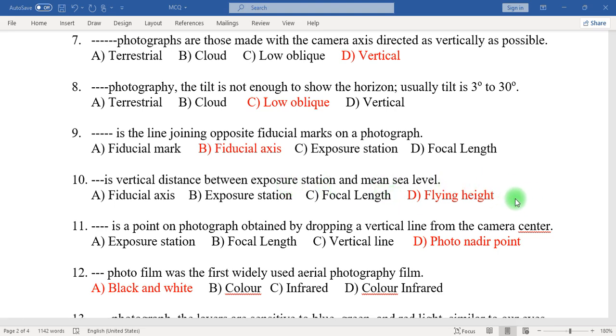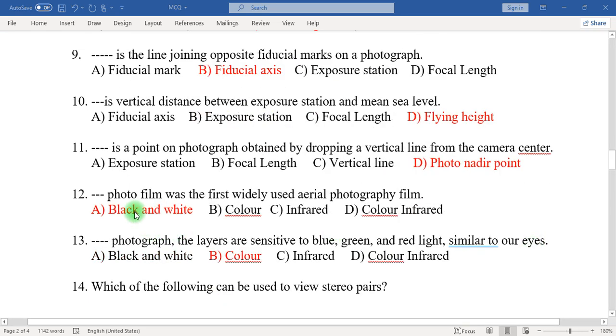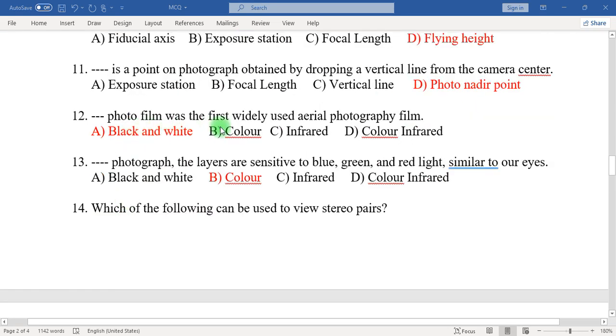Dash-dash is the vertical distance between the exposure station and mean sea level. Correct answer, flying height. Dash-dash is a point on photographs obtained by dropping a vertical line from the camera center. Correct answer, photo nadir point. Dash-dash photo film was the first widely used film in aerial photography. Correct answer, black and white.